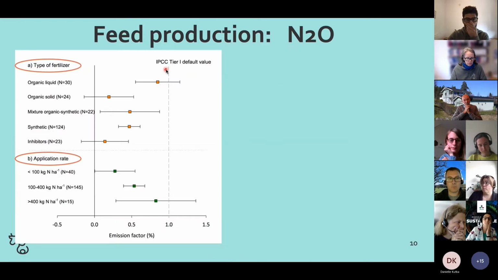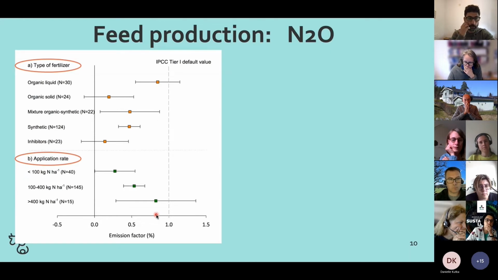So just to illustrate these changes, this is one graph from a meta-analysis. This is actually in the Mediterranean area, where the emission factor is below 1%, so less than 1% of the input nitrogen in the soil is emitted as nitrous oxide. And we can see the type of fertilizer, whether it's organic or synthetic, or within organic, whether it's liquid or solid, influences substantially the amount of nitrogen that is lost.